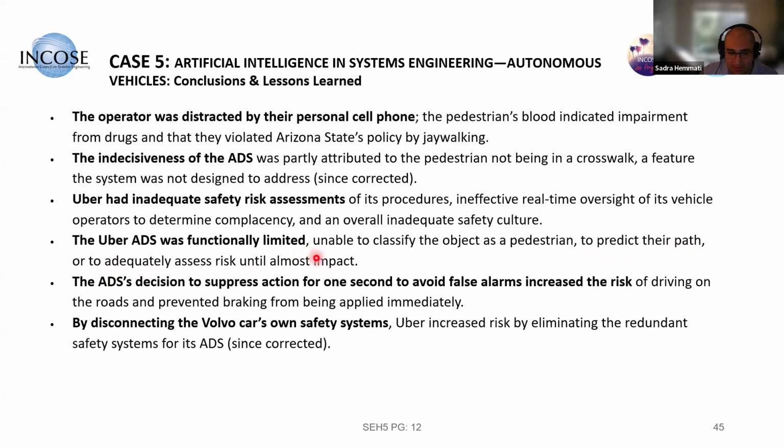The handbook says they fixed it after that. The decision to suppress action for 1 second to avoid false alarms increased the risk, lost that opportunity window, and prevented braking from being applied immediately. And again, going back to the first point, by disconnecting the Volvo's own safety system, Uber increased risk by eliminating the redundant safety systems for its ADS. Since corrected, meaning that now they're more redundant. So that's good.